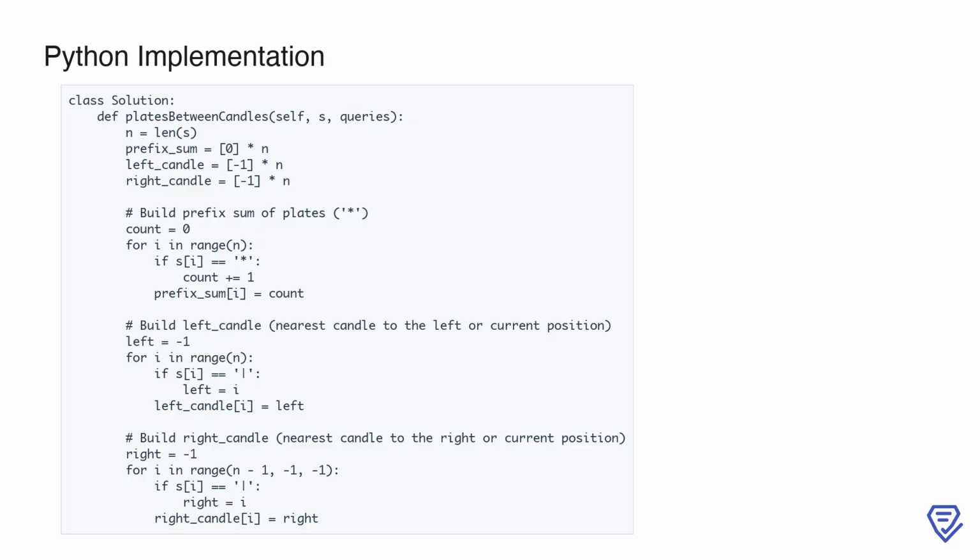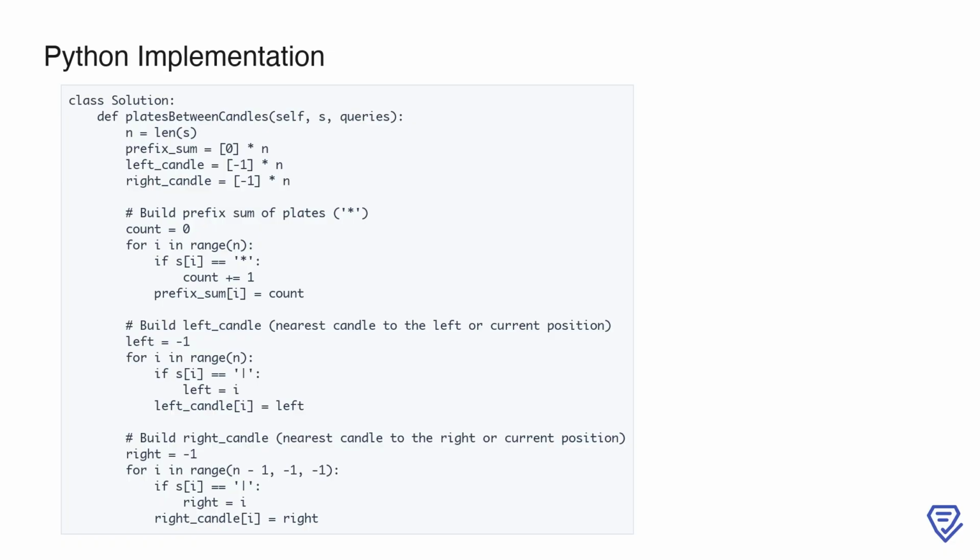We iterate through the string, and for every plate we encounter, we increment the cumulative count. This allows us to efficiently retrieve the number of plates within any subrange later. After that, we construct the left_candle array by iterating through the string again.